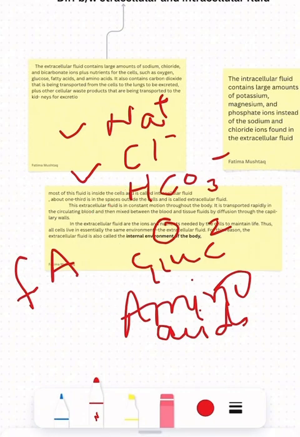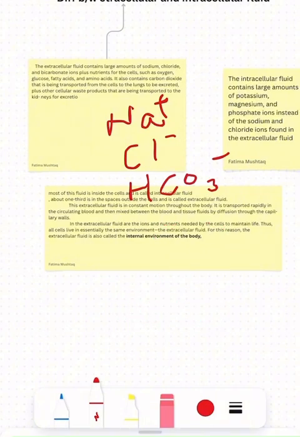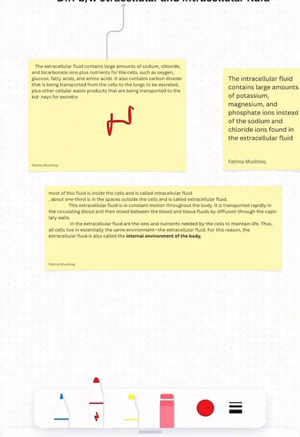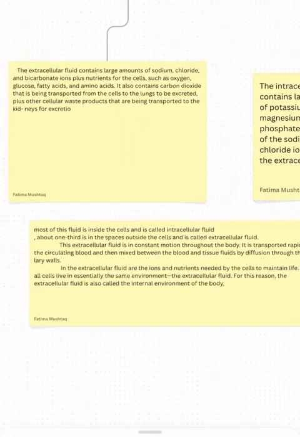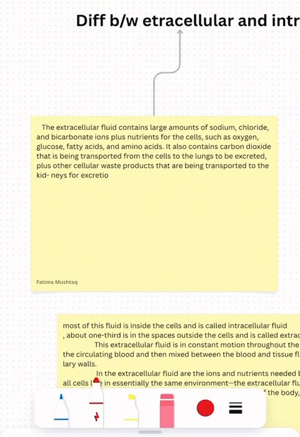So we have learned what the contents of the extracellular fluid are. It also contains carbon dioxide that is being transported from the cells to the lungs to be excreted, plus the cellular waste products that are being transported to the kidneys for excretion.